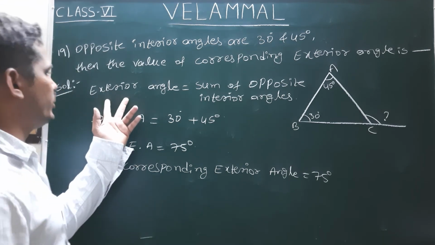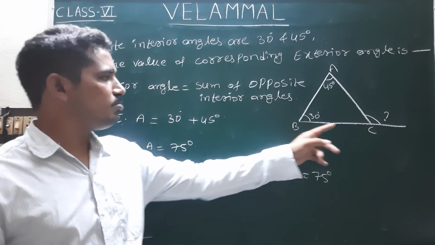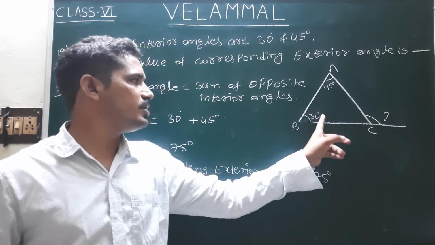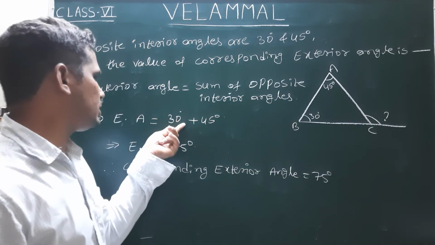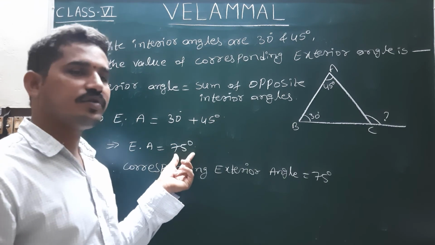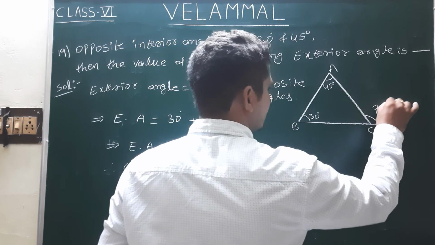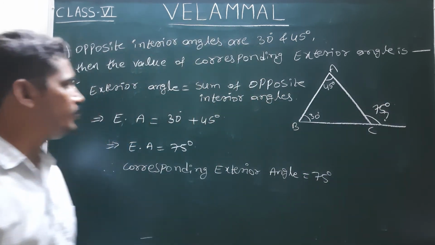So we know that exterior angle is equal to sum of opposite interior angles. So this exterior angle we can say as sum of these two. So by adding those 30 plus 45 we will get as the 75 degrees. So that will be the exterior angle. Here its value we can take as a 75 degrees. Okay, copy this.